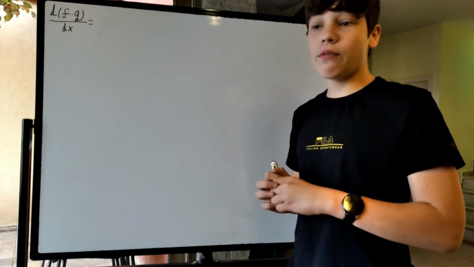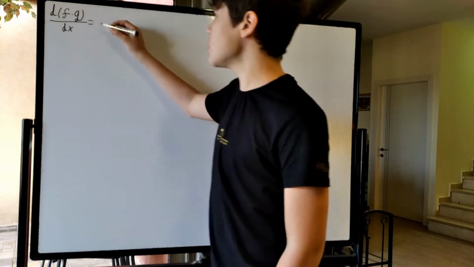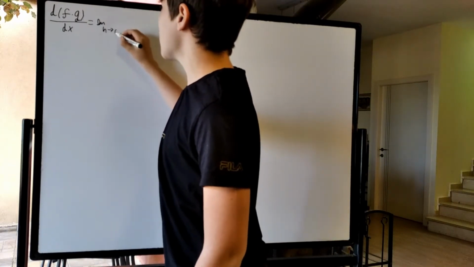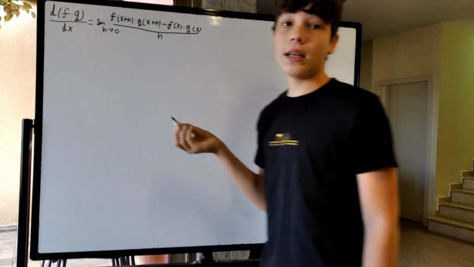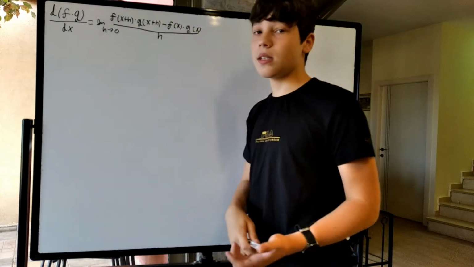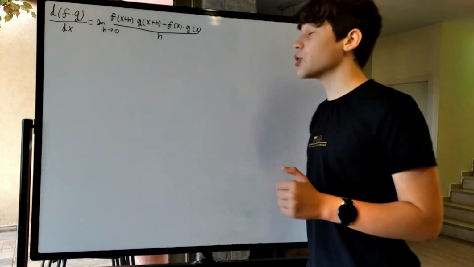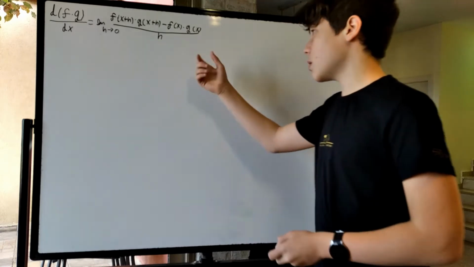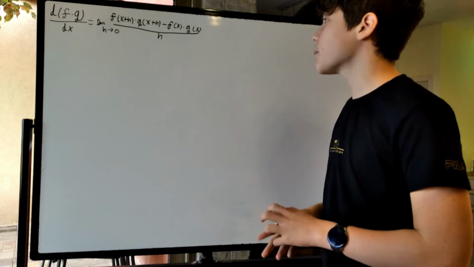So we have no choice but to use the definition of the derivative. So this is the limit as h goes to 0. All we did is substitute f times g into the definition of the derivative. So we plug in x plus h, subtract what we get when plugging in x, and divide by h.